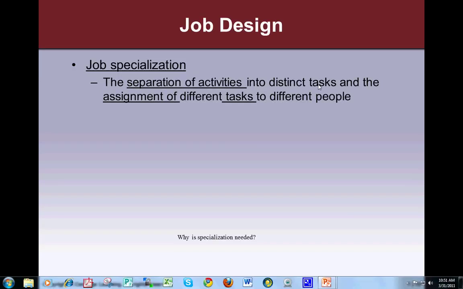Alright, in this particular segment we're going to talk about job design. As you could tell by part 1, there is a reason that we need specialization. Job specialization is the separation of every activity into distinct tasks and the assignment of those tasks to different people. The rationale for specialization is pretty simple. Number one, the job of most organizations is simply too large for one person to handle.